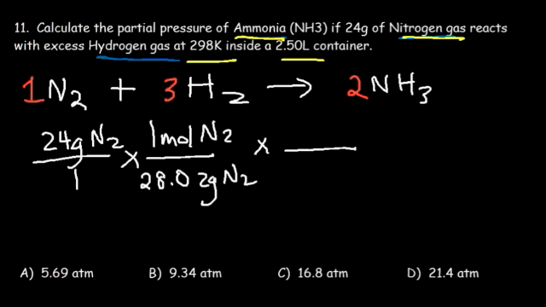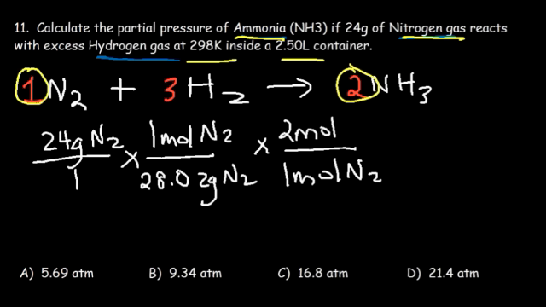Now, our next step is to use the molar ratio. The molar ratio between N2 and NH3 is a 1:2 ratio. So for every 1 mole of N2 that reacts, 2 moles of NH3 are produced. So notice that the units grams of N2 cancel, as well as the units moles of N2 cancel. So we have our desired units, moles of NH3. So now we need to take the calculator. 24 divided by 28.02 times 2. You should get 1.713 moles of NH3.